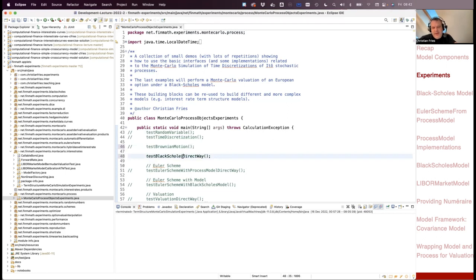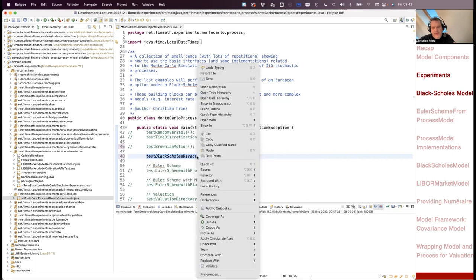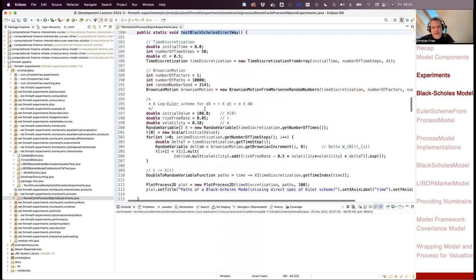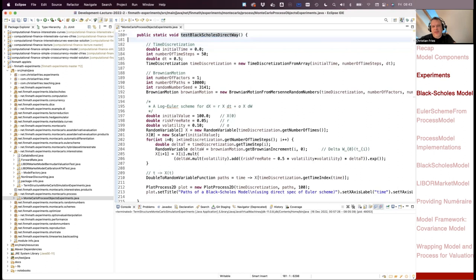Yeah, so let me look into the next one. I would like to make an Euler scheme discretization of the Black-Scholes model and then perform a Monte Carlo simulation. So this is here below. So what I do is I first define my time discretization.